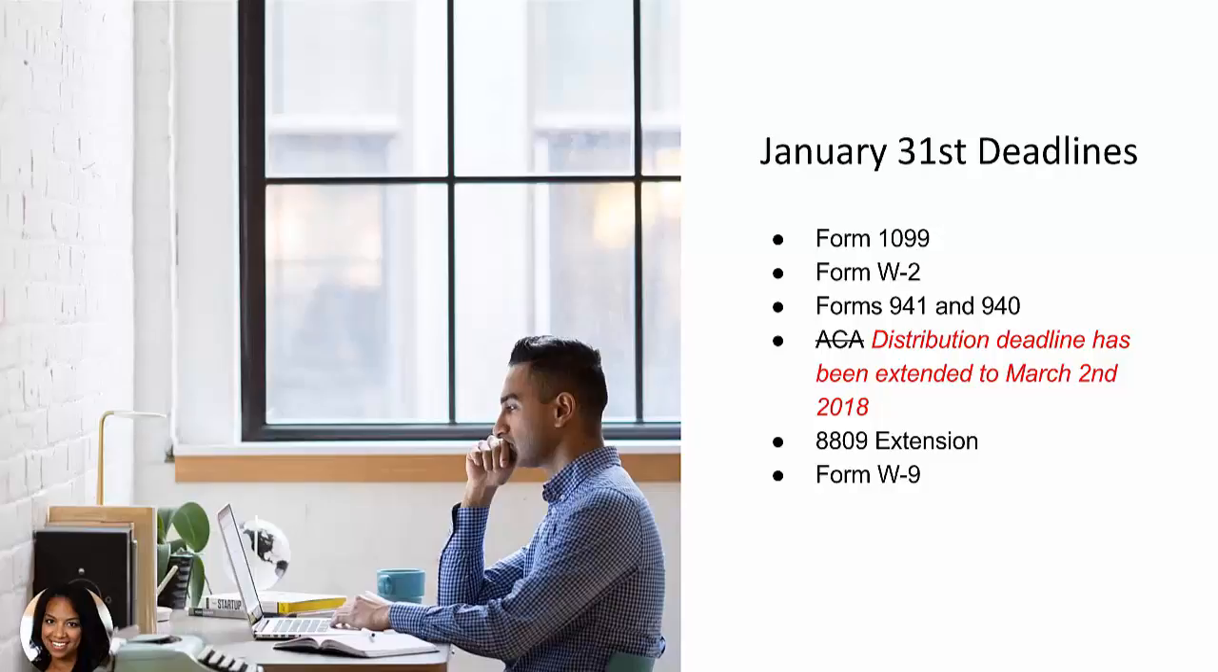Then we will go ahead on over to covering those W-2s. We will discuss the 941 quarterly and the 940 annual form. I did want to still briefly go over the ACA forms. I do know that the distribution deadline has been extended from January 31st to March 2nd, so I know that a lot of our employers are rejoicing over that, but I still wanted to give you a little brief synopsis on what all that entails.